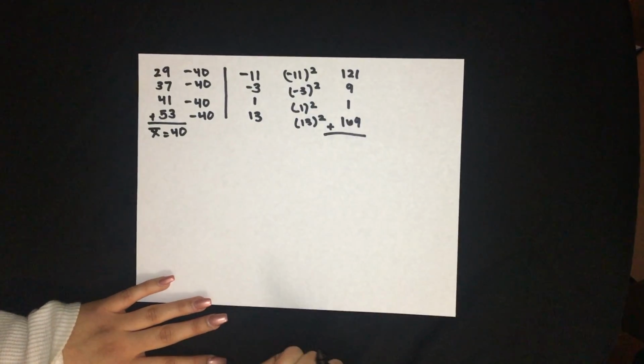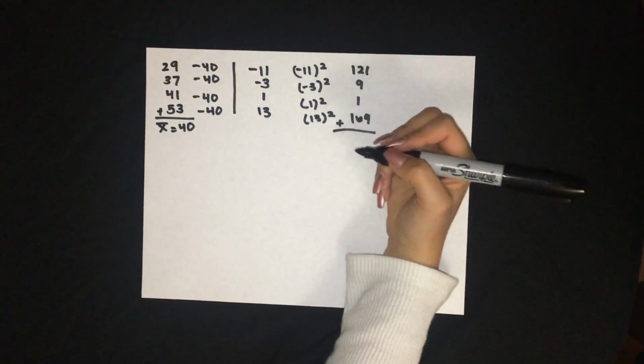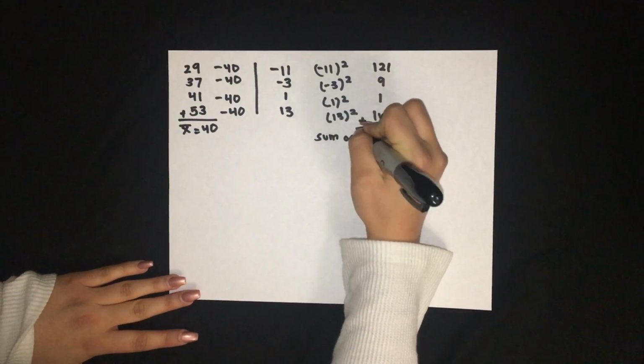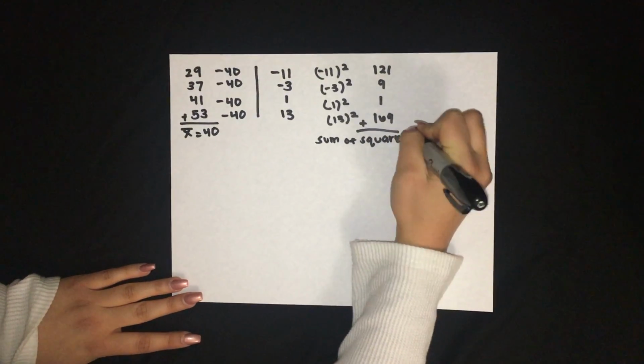After that, you're going to sum up all four numbers to get the sum of squares equals 300. Yay!